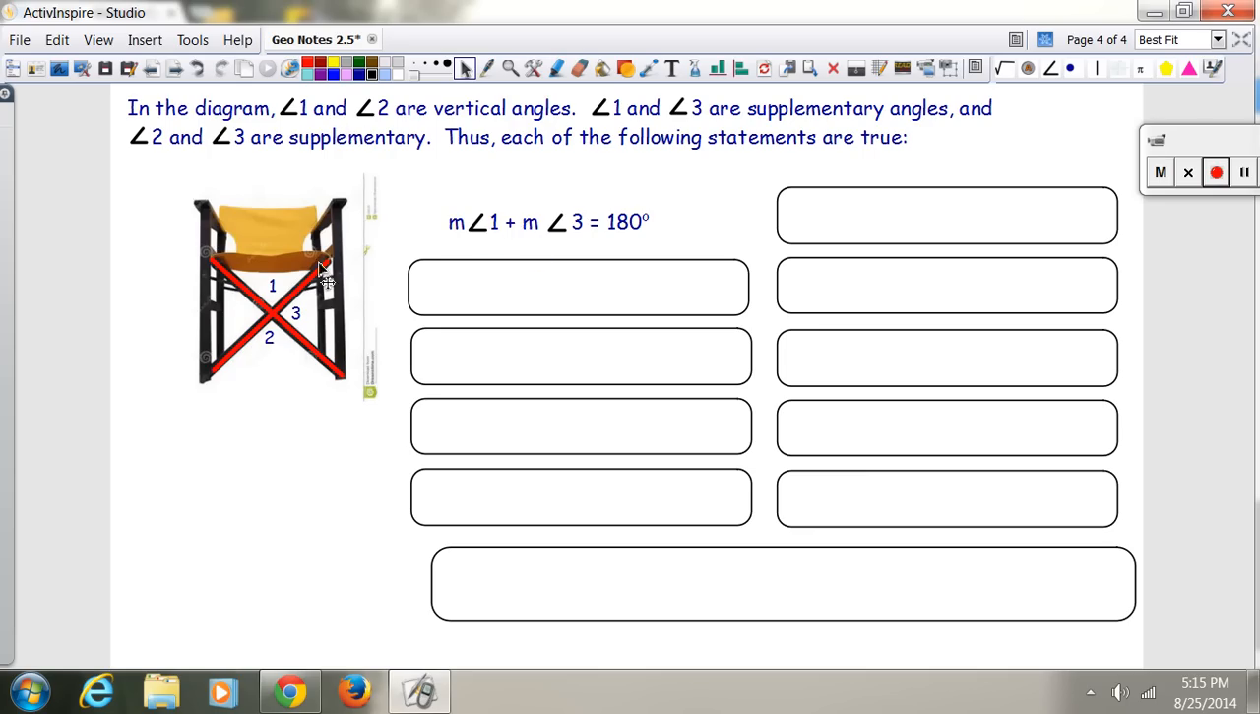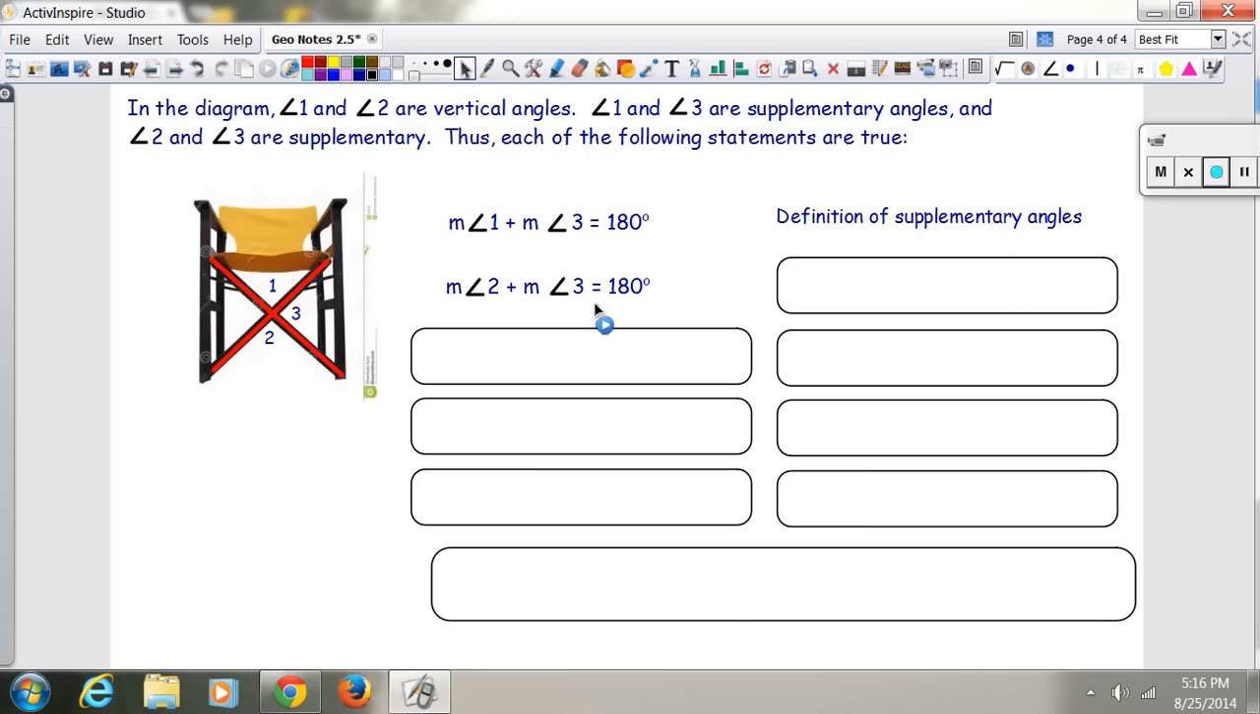So we would start with the fact that 1 and 3 add up together to equal 180. This one plus this one makes 180. That was right here, and that's the definition of what supplementary means. It means it adds up to 180. So this is a true statement because of a definition. We could also say that 2 and 3 add up to 180, also because of that definition.